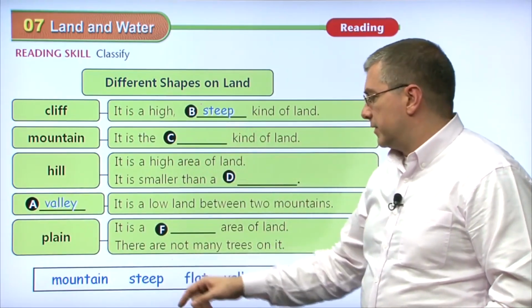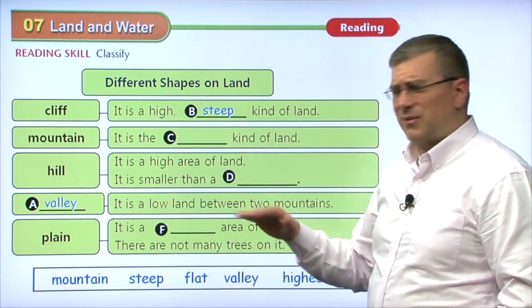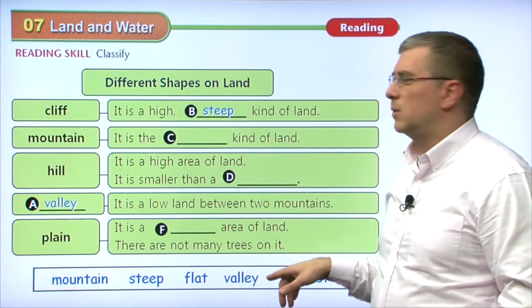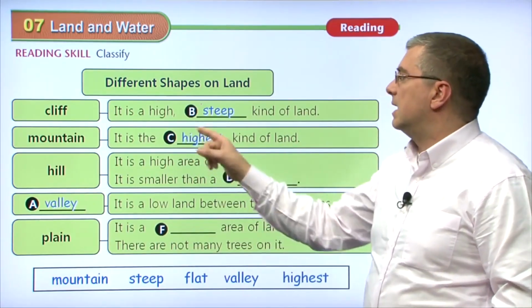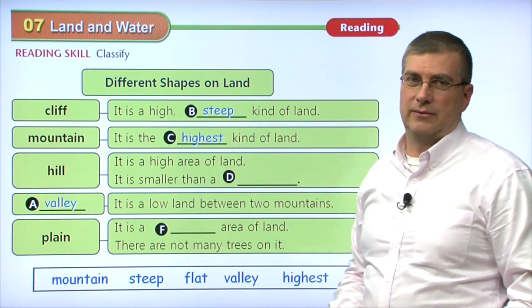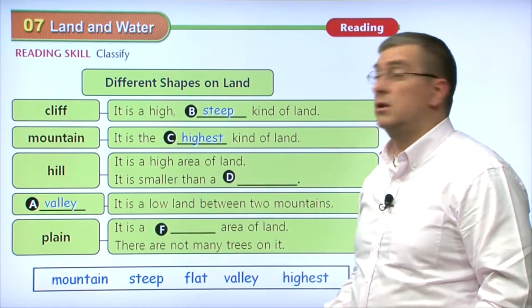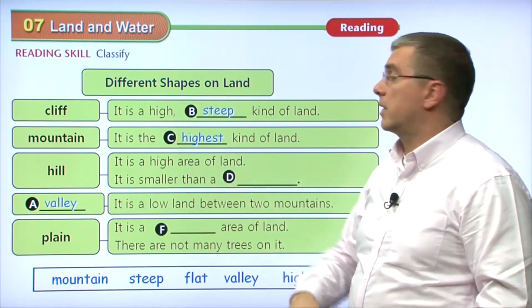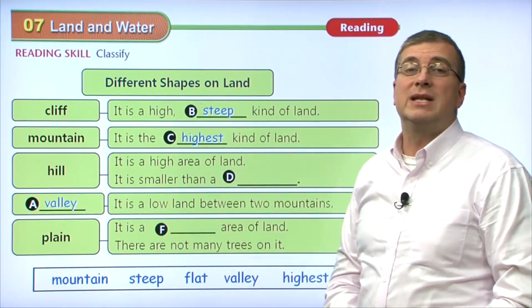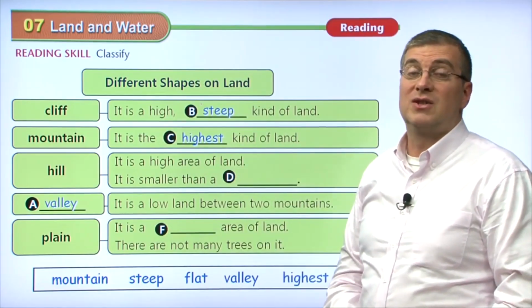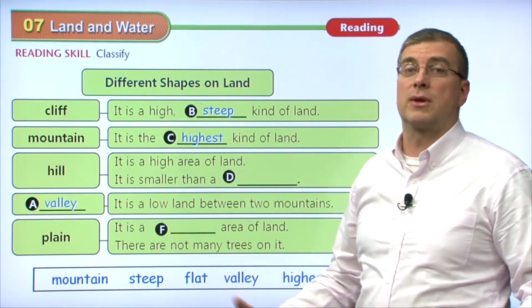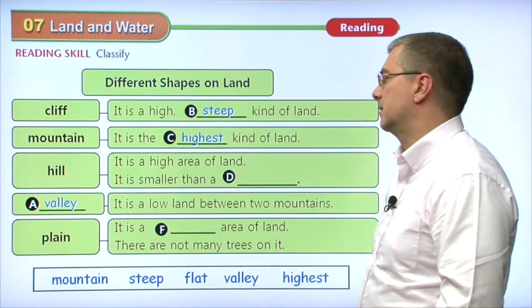Where do you use steep? Flat kind of land? Mountains are flat? Or the highest? I think we should use highest here. It is the highest kind of land. So if you chose highest, you're correct, right? Mountains are the highest kind of land. We use the example of Mount Everest, which is the highest point on earth, right? The highest kind of land.